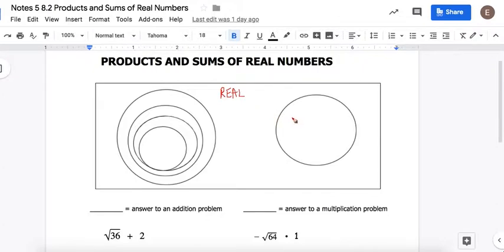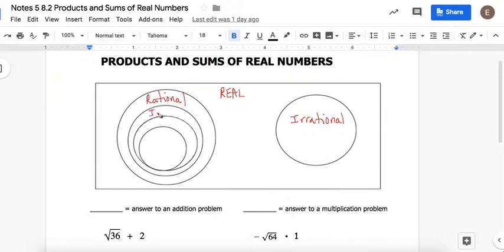And then over here, we have the set of irrational numbers. And remember, irrational numbers are non-terminating. Okay, they never end and they don't repeat. Then over here, we have a set of rational numbers. Rational numbers are numbers that can be written as a fraction.